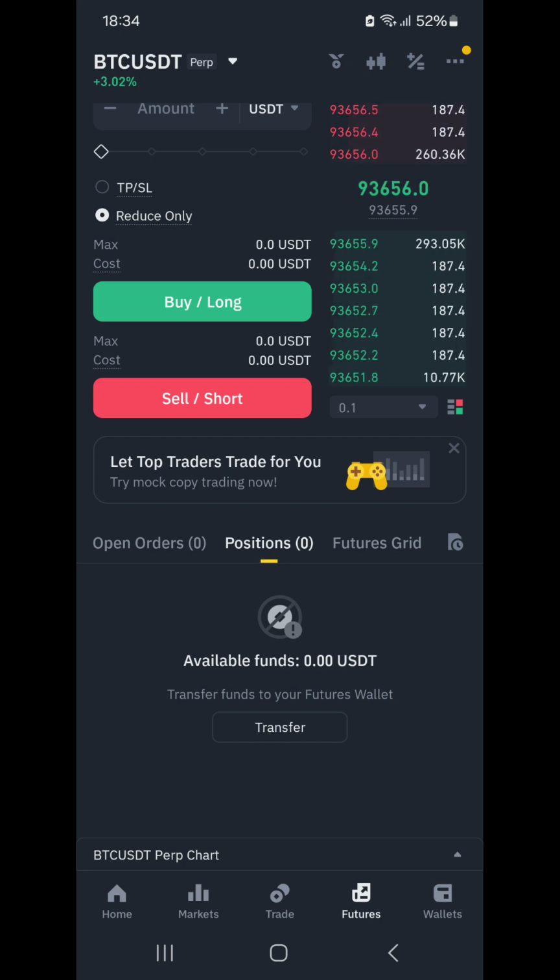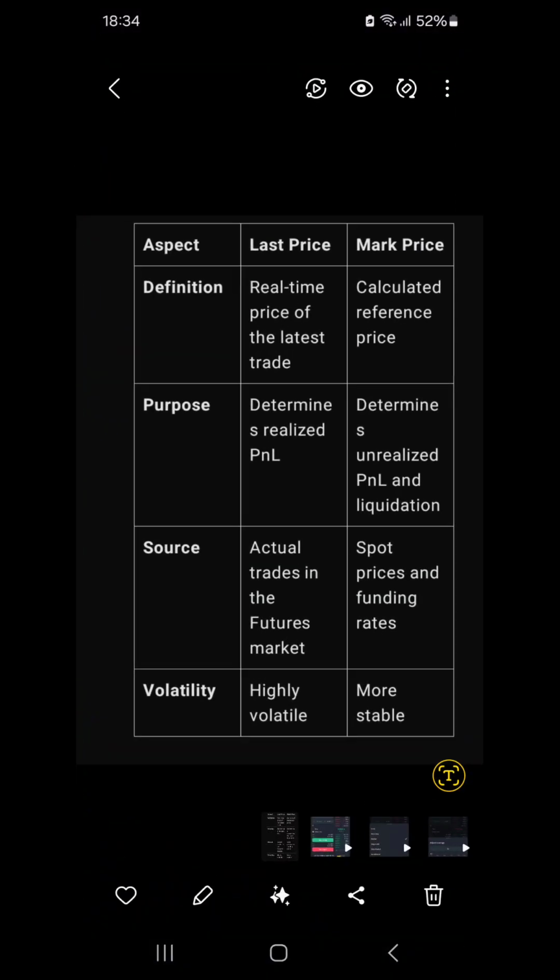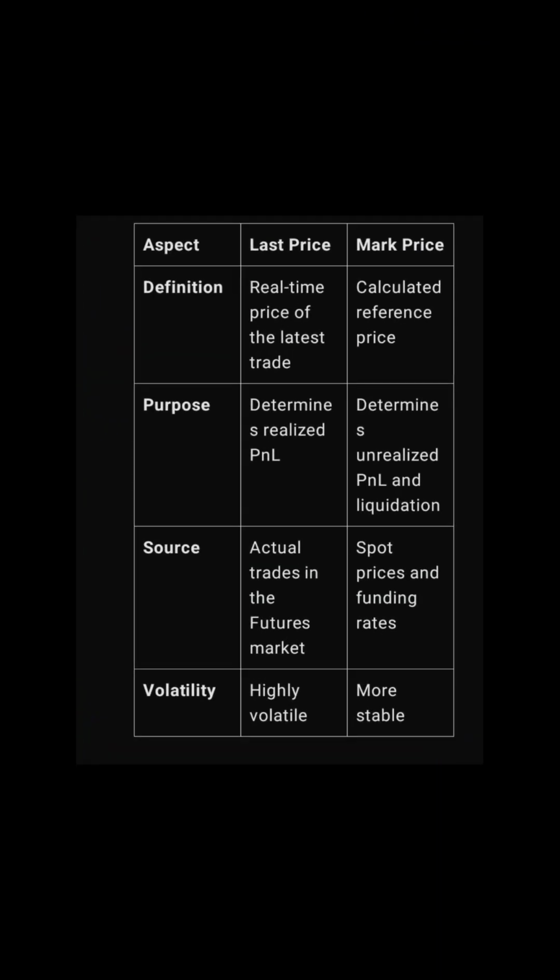A calculated price designed to protect traders from unfair liquidations, right? Let me pull out this diagram or picture, so that you appreciate this better. I will just say something before I come to the chart or the picture. We are saying that it is easy to confuse the two terms, so let's summarize these differences.